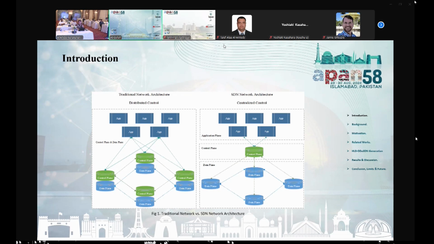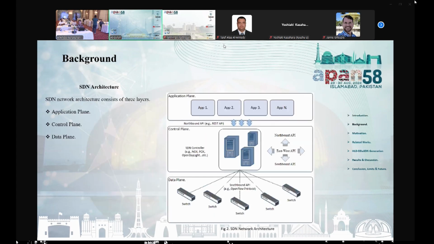SDN has a central controller that manages the whole network flow with minimum effort, making the network more scalable and agile. As can be seen, this figure illustrates the difference between the SDN network architecture and traditional network architecture. The SDN networking architecture consists of 3 layers.